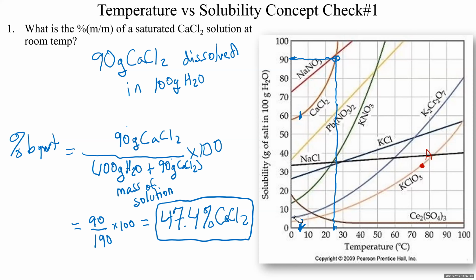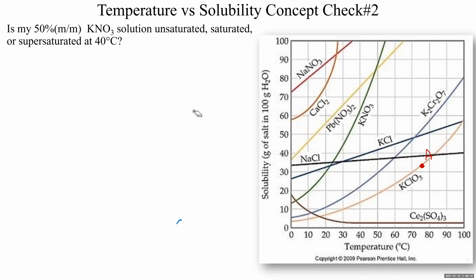47.4% calcium chloride. So that's how you get that. That's how you read the graphs. But let's continue on. Let's do some more examples. We're going to do about 4 more examples. We're just going to practice reading the graph and understanding the relationship between temperature and solubility, and between saturated versus unsaturated versus supersaturated.